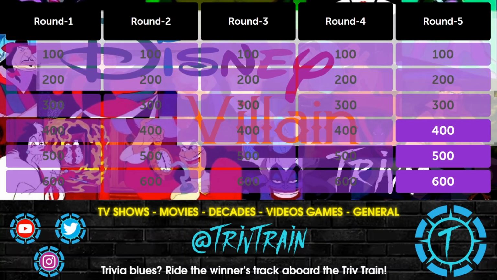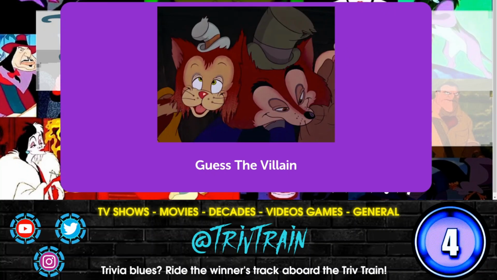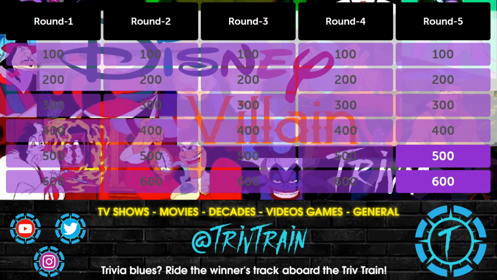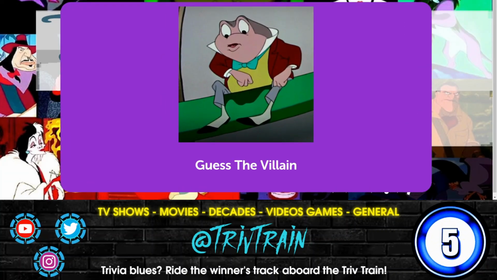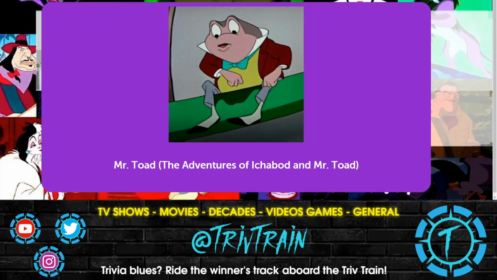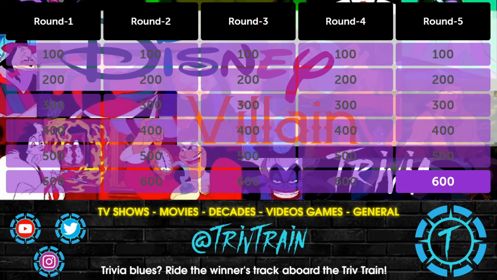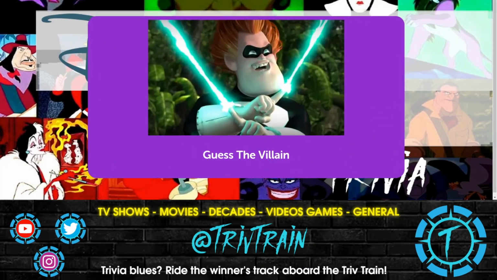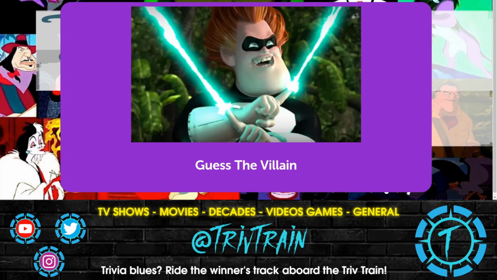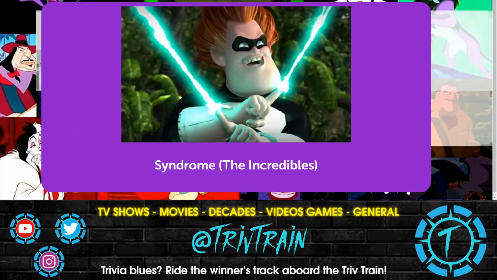Round 5 for 400. Guess the villain. The correct answer? Honest John and Gideon from Pinocchio. Round 5 for 500. Guess the villain. The correct answer? That is Mr. Toad from The Adventures of Ichabod and Mr. Toad. And to close out the game, round 5 for 600. Guess the villain. The correct answer is Syndrome from The Incredibles.